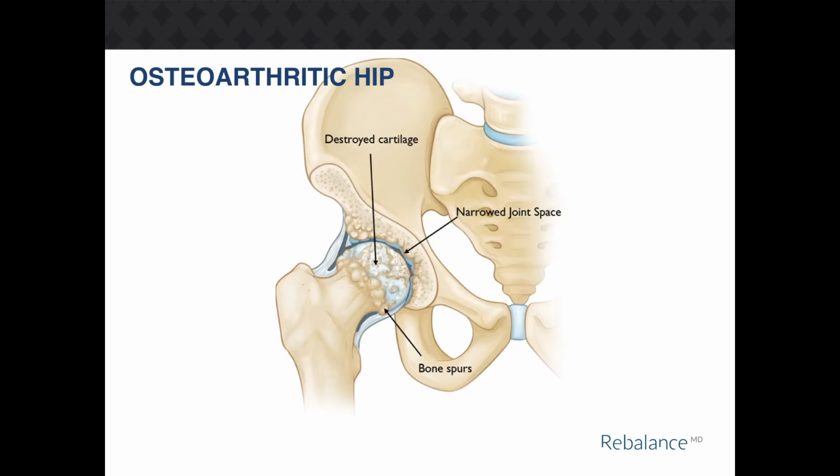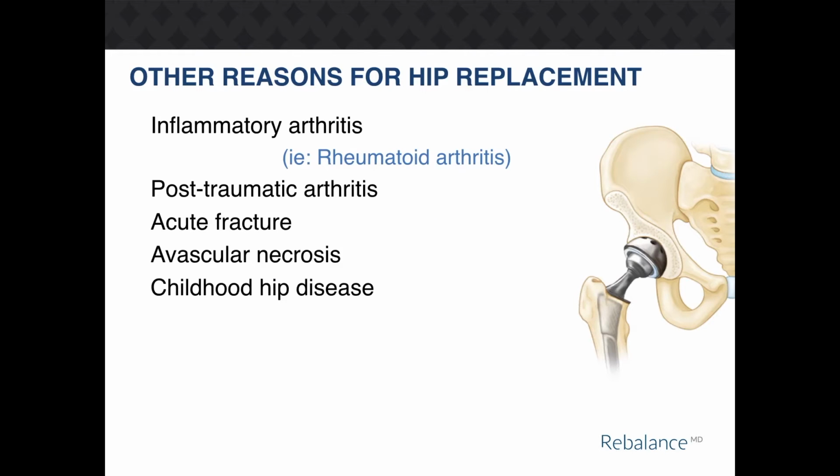With osteoarthritis, cartilage within the hip joint softens and wears away, causing the bones to rub against each other. This can result in considerable pain and stiffness. Other reasons for hip replacement surgery include inflammatory arthritis, post-traumatic arthritis, an acute fracture within the hip, avascular necrosis, or childhood hip disease.